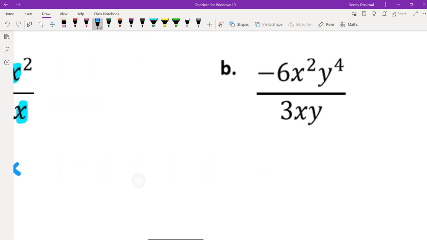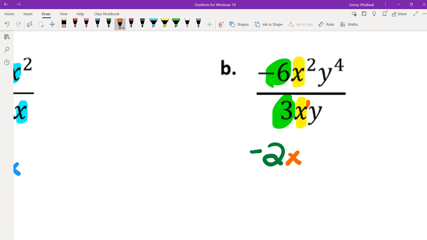Okay. Next up, we clean up our numbers. What does that give us? Close. -2. We look at our variable. We have an x and an x, so our variable doesn't change. What's the exponent? We have a 2 and an imaginary 1. 2 minus 1 is 1.